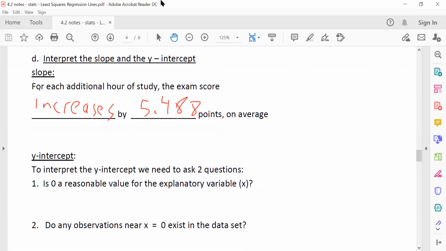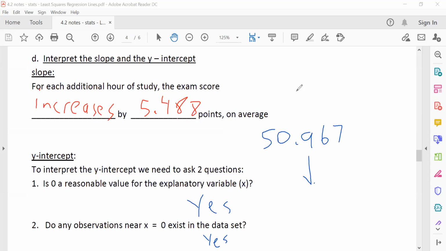So we'll say yes and yes to both of these questions. So remember, the y-intercept was 50.966, or excuse me, 50.967. We'll just round that to an even 51.